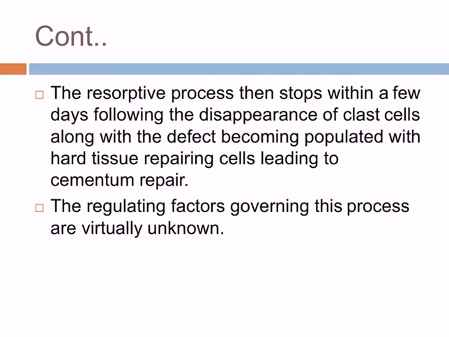The resorptive process then stops within a few days following the disappearance of clast cells, along with the defect becoming populated with hard tissue repairing cells, leading to cementum repair. So the resorption can stop on its own. The cementoblasts appear, then the cementum repair starts. The regulatory factors that govern this process are virtually unknown. How is it regulated? Resorption occurs with the osteoclast, and then after some time the osteoblasts appear and the cementum is repaired. So what is controlling the resorption is unknown.